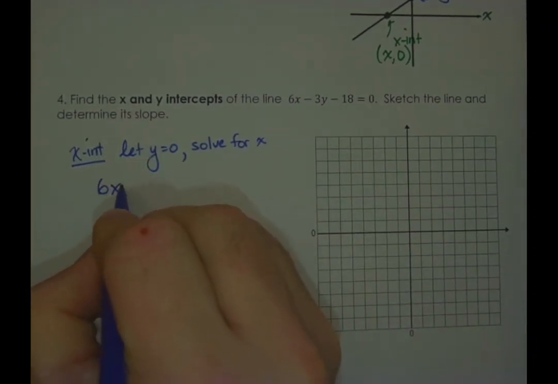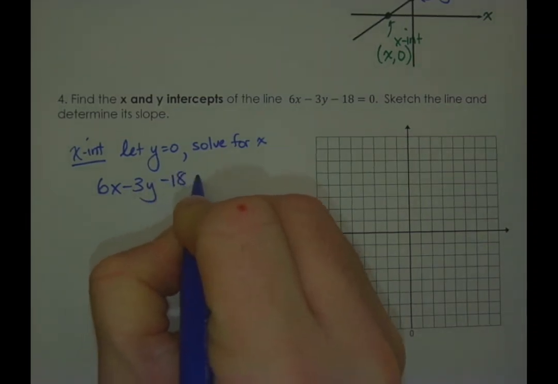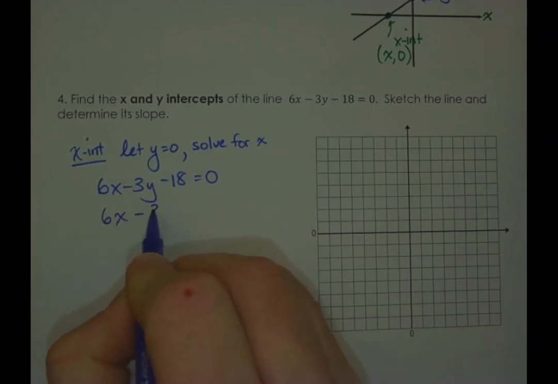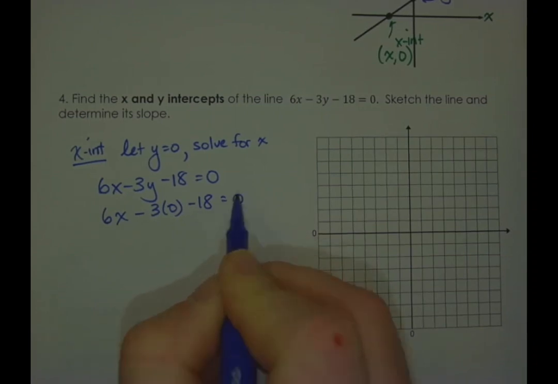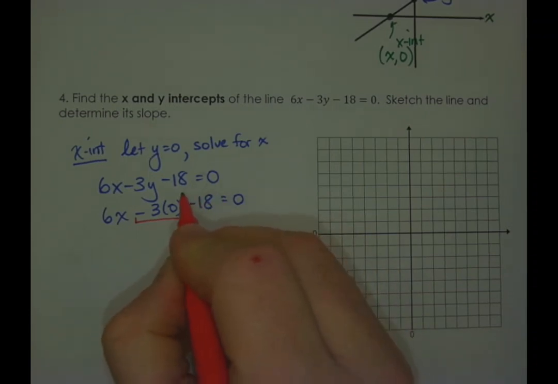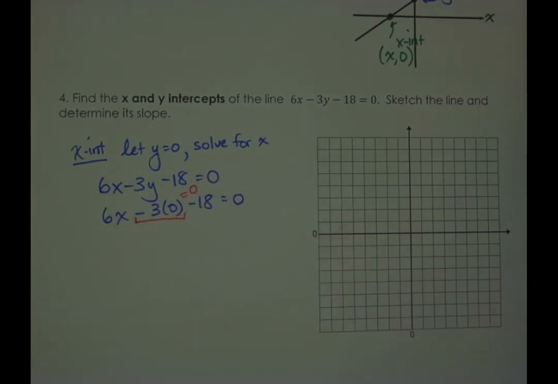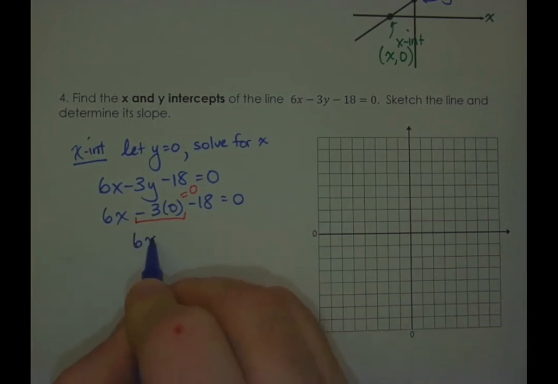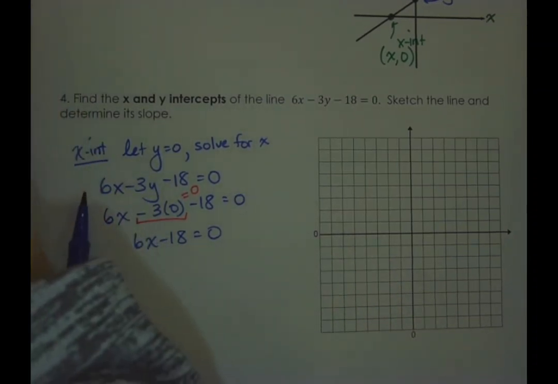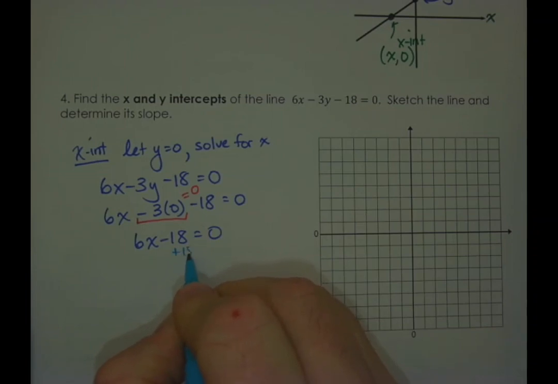So I look at this, 6x minus 3y minus 18 equals 0. And when I sub in, I'm going to sub in 0 for y. What you'll notice here is this part will end up being 0, because 0 times anything, obviously, is 0. So now I can just deal with this part, and we know how to solve equations. I can add 18 to both sides because we want to make 18 a 0 pair.